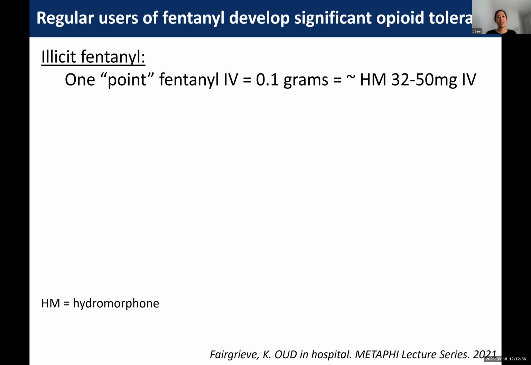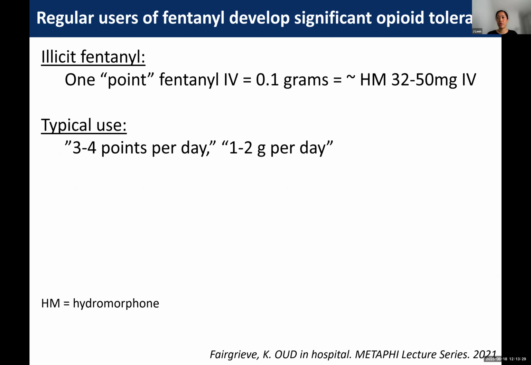So one thing that makes it complicated is the significant opioid tolerance that develops in these users. Most fentanyl users will quantify their use in points. 1 point of IV fentanyl is approximately equal to 0.1 grams of fentanyl. And clinically, that's thought to be about 32 to 50 milligrams IV of hydromorphone.